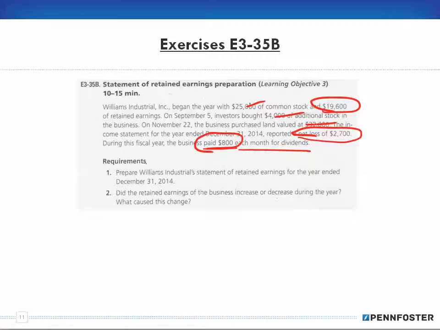So as a word problem, we have information that has nothing to do with solving the problem, which is these, right? We have information which is directly related to solving the problem, and we have information that has to be manipulated to be able to solve the problem. Okay, so let's create the statement of retained earnings.